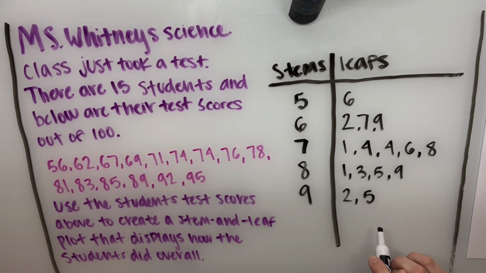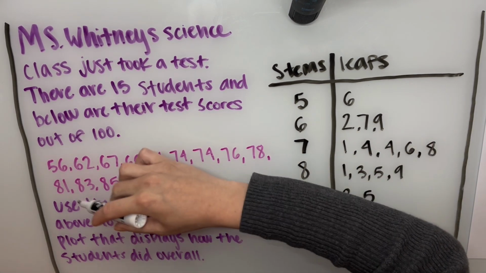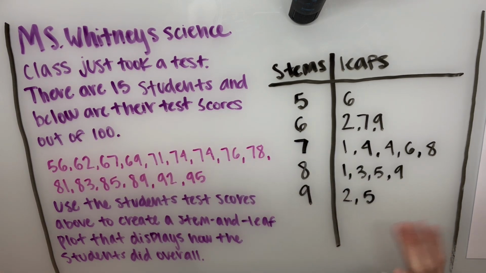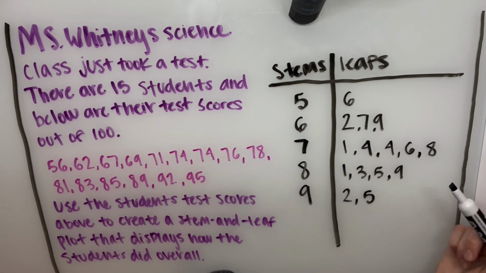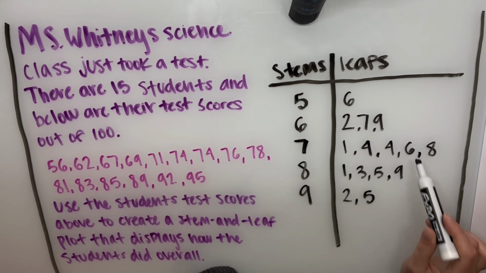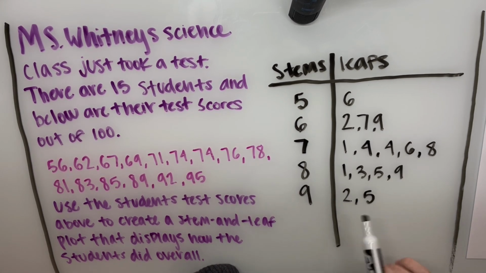Kind of makes it a little bit clearer to understand rather than just a bunch of jumbled numbers. It kind of gives a clear explanation, at least for me it does. So now that we have completed it, we can see that most of the student scores were in the 70s and 80s, which shows the class did pretty well overall.